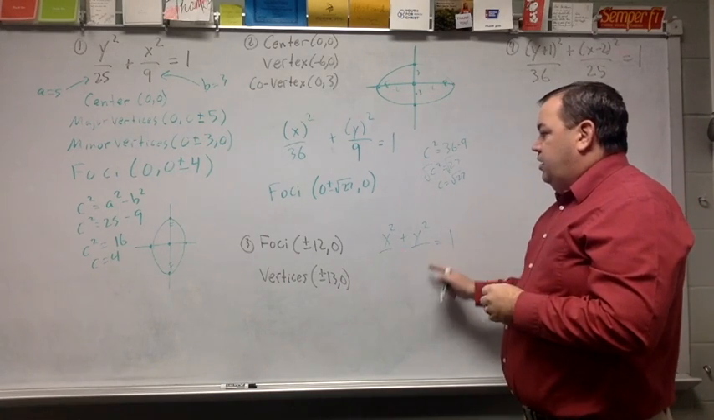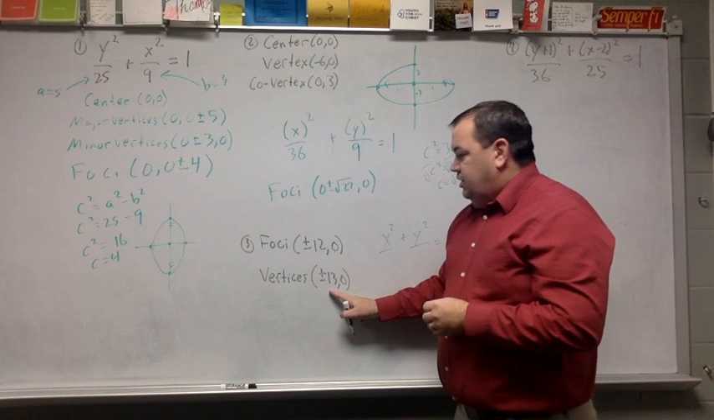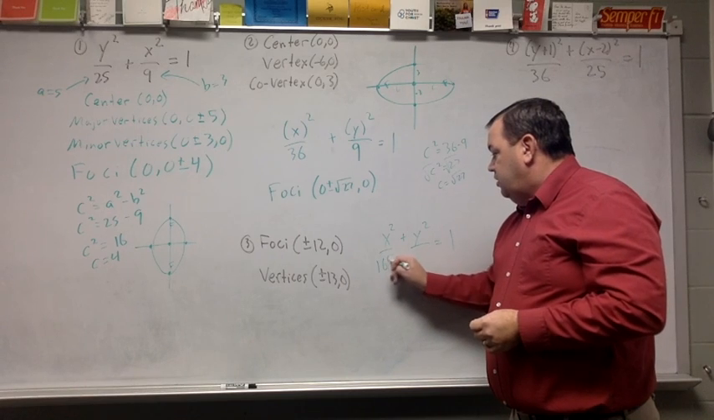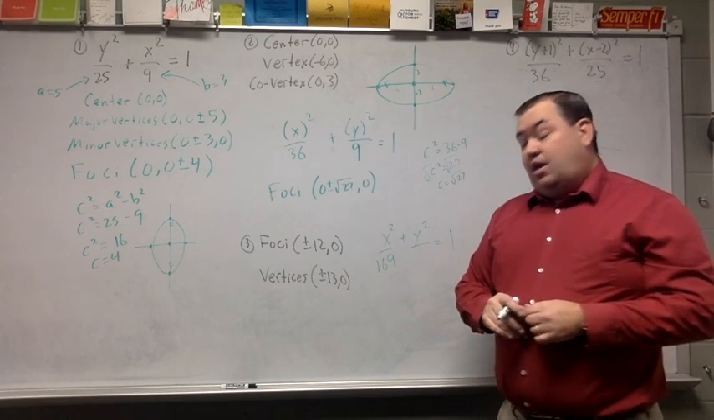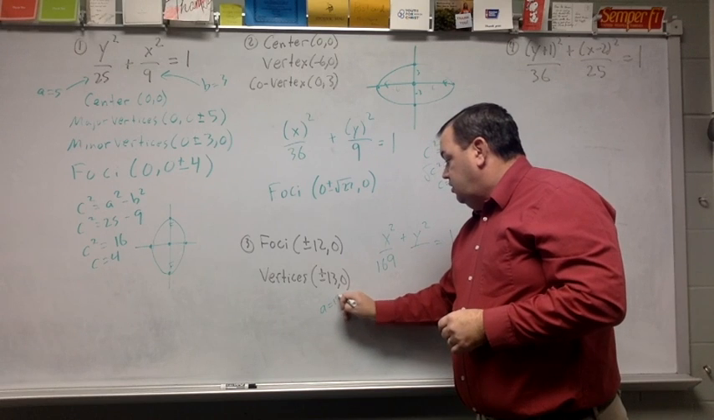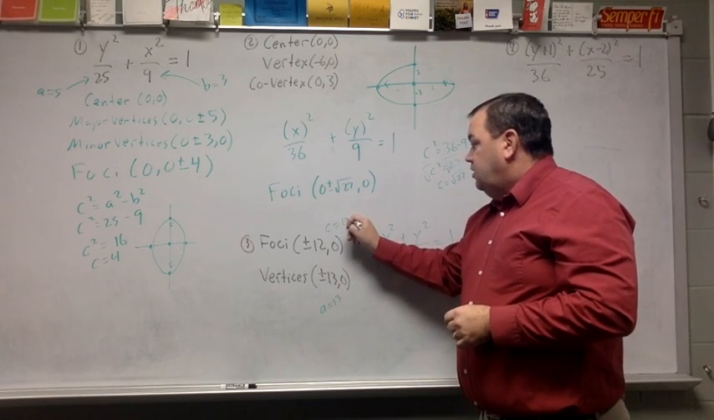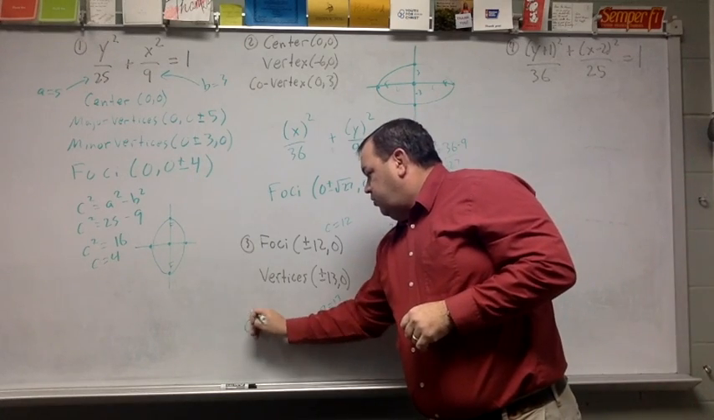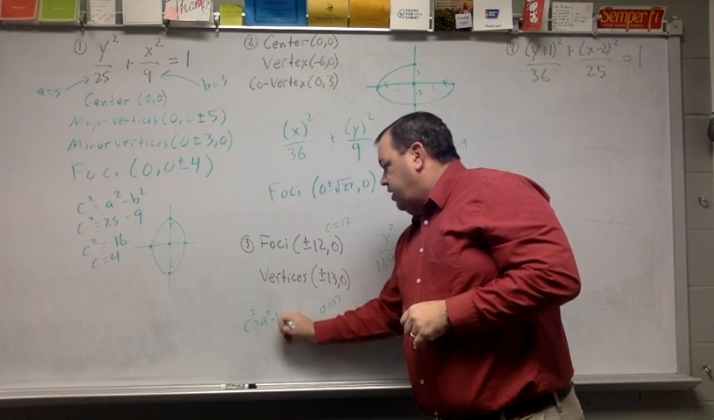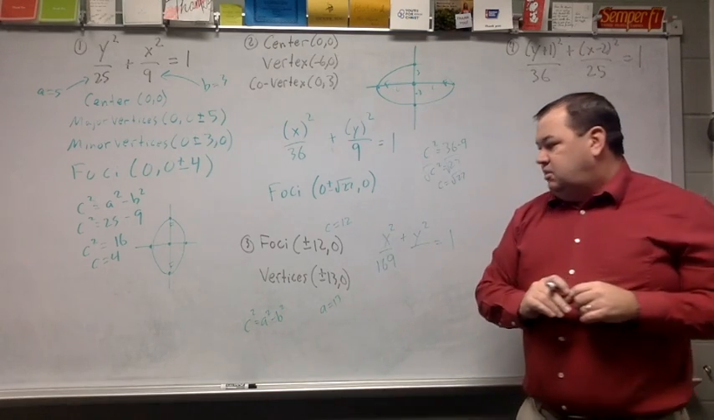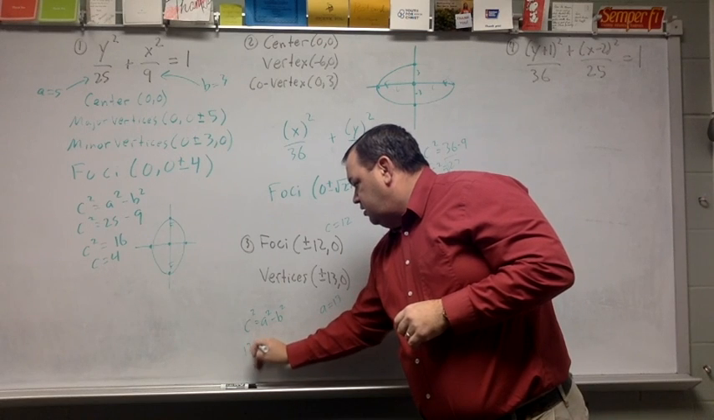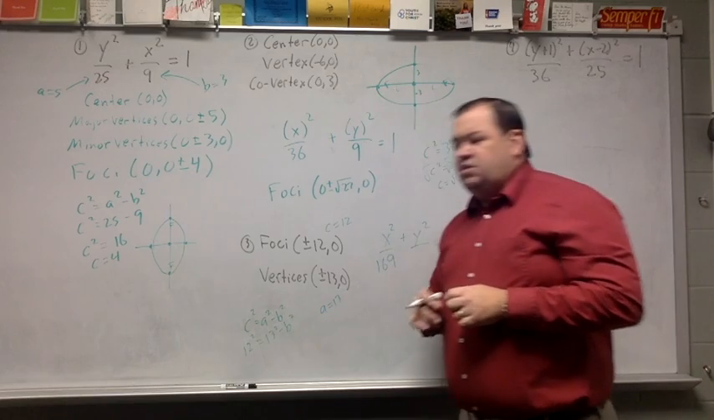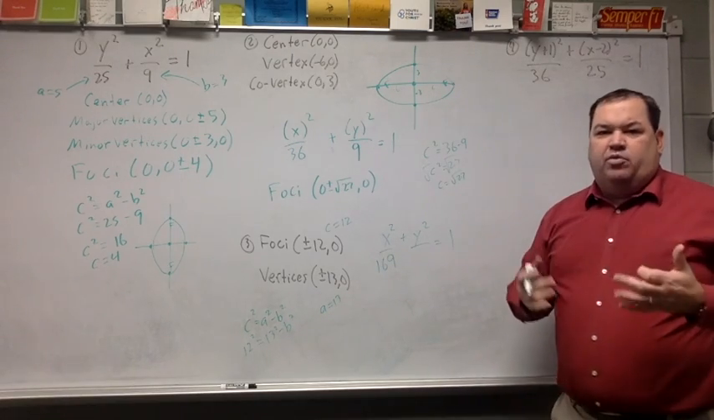I'm just missing the bottoms. But this is the vertex, the major vertex. So if I square that, that's actually my A. A is 13, and C is 12. So I have pieces again. If I go back to that equation of C squared equals A squared minus B squared, I have some pieces. I have C, I have A, I'm just missing B.